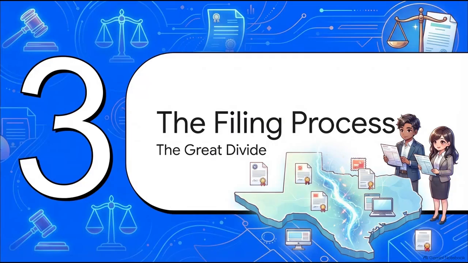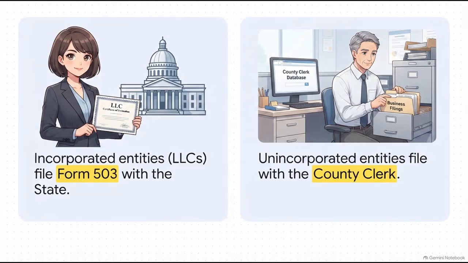All right, Section 3, the filing process, the Great Divide. So in Texas law, there's actually a pretty stark structural divide. Thanks to a legislative change back in 2019, House Bill 3609 to be exact, incorporated entities like LLCs and corporations now file their DBAs strictly at the state level. You do that with the Secretary of State using Form 503. You literally do not need to file at the county level anymore.